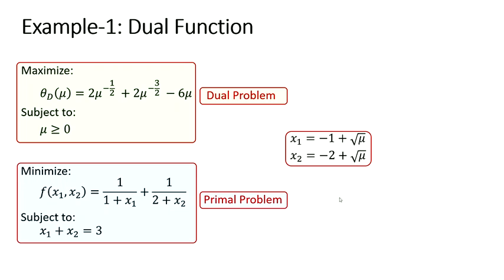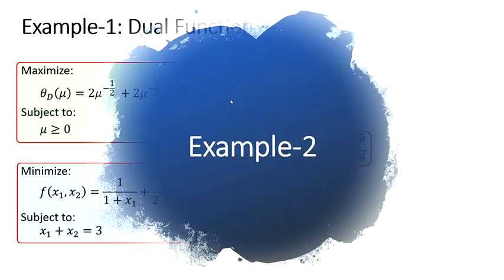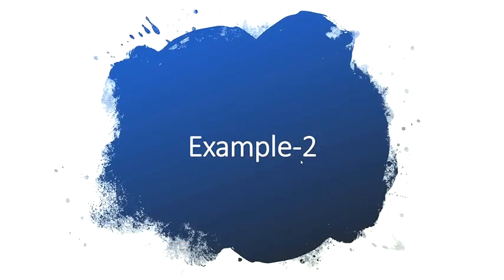Okay, so any other questions? Okay. Now, this was with an equality constraint. Now, the next example that we look at is again how to construct the dual, theta d, but we will have an inequality constraint now.